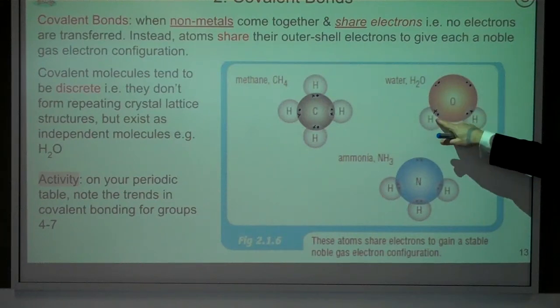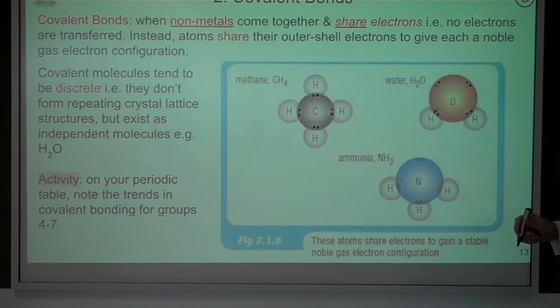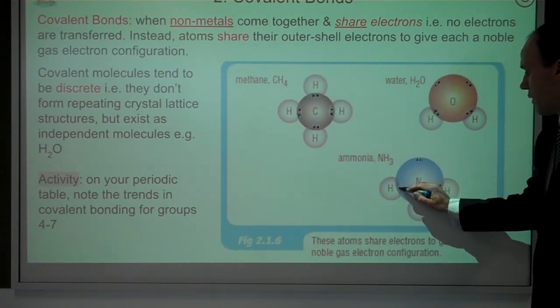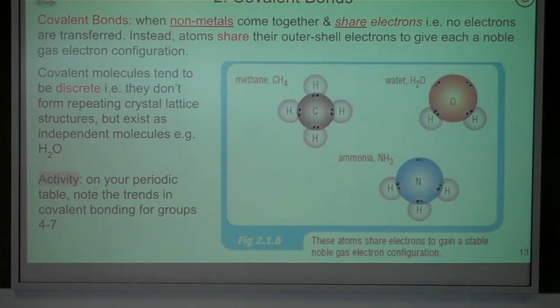So oxygen here is sharing 1 to gain 1, sharing 1 to gain 1. Oxygen wants to gain 2, so it shares 2. Hydrogen wants to gain 1, so it shares 1. And you get this H2O configuration. Water. Nitrogen. What group is nitrogen in? 5. And how many does it want? 8. The answer is always 8. It wants a total of 8. So it wants to gain 3, so how many will it share? 3. So there's nitrogen, 2 there, 1 there, 1 there, 1 there, and hydrogen again sharing 1 to gain 1, and so you get ammonia.